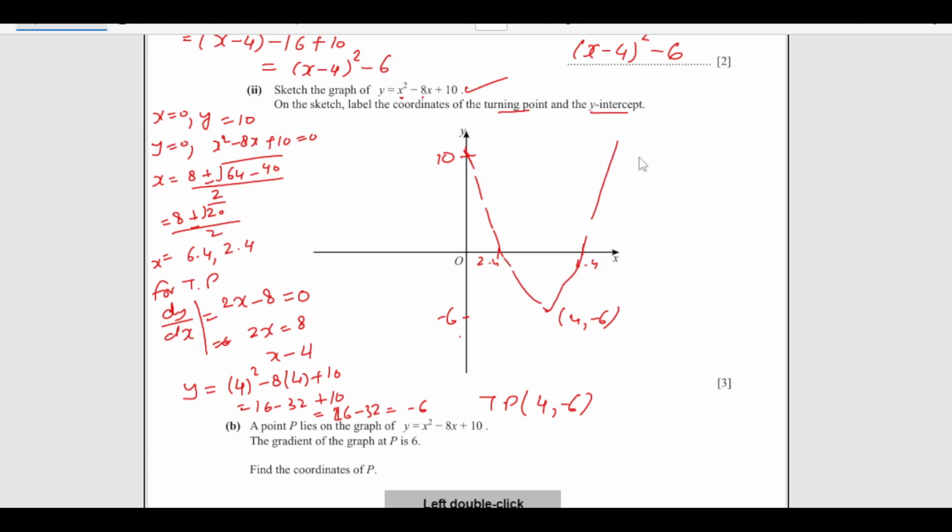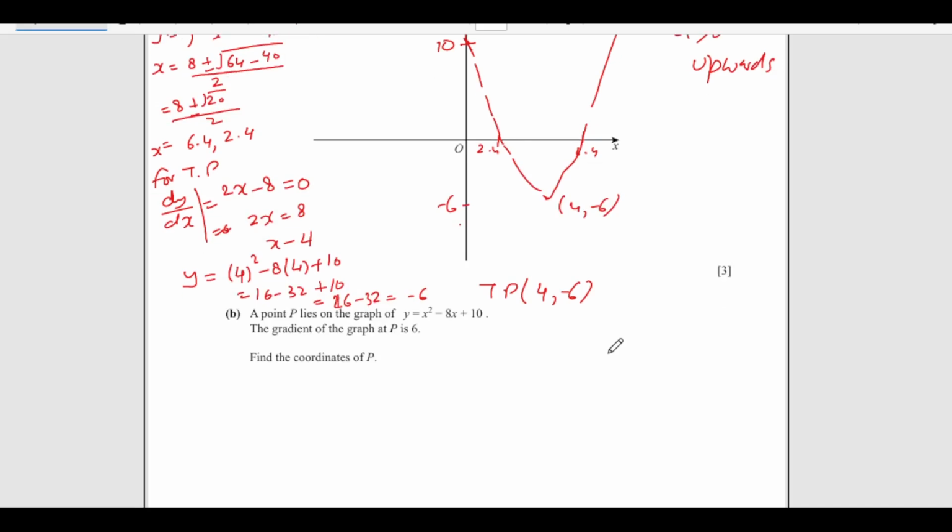Okay, as you see, the coefficient of x squared is 1, so a is greater than 0, so it is going to be upward. So our graph should open upward. So this is how you will complete it, right?